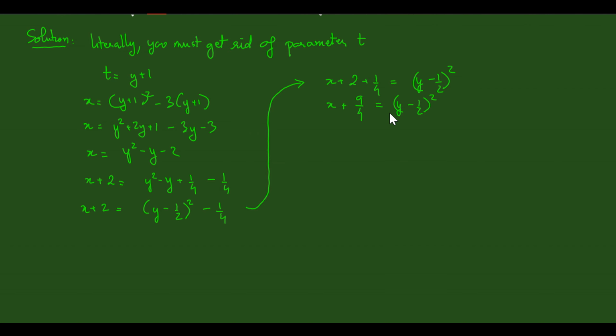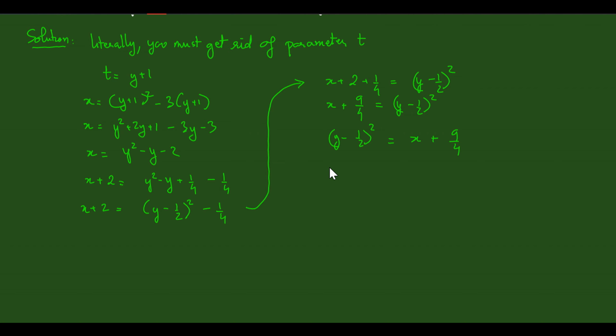It looks like that. This parabola has a vertex which is not at the origin. So let me rewrite it: (y minus 1/2) squared equals x plus 9/4, right? So this is the k over here, and this is h right here. So the vertex is not at the origin. But it's still not in the form yet, so we need to do something else, because the form is (y minus k) squared equals 4p(x minus h), right?